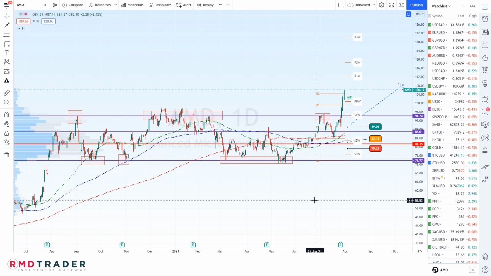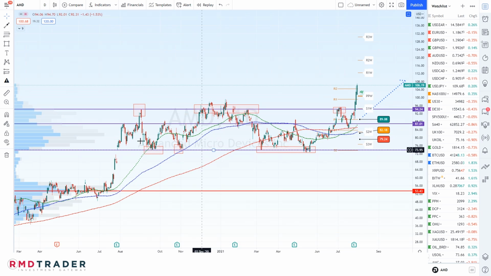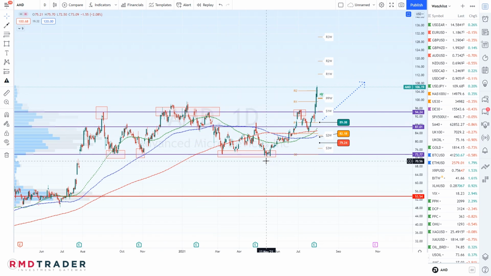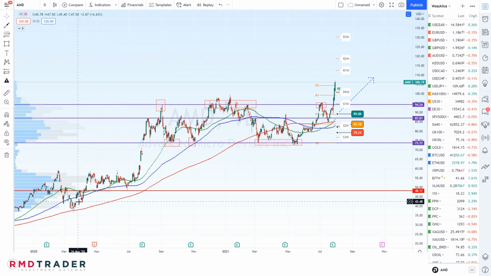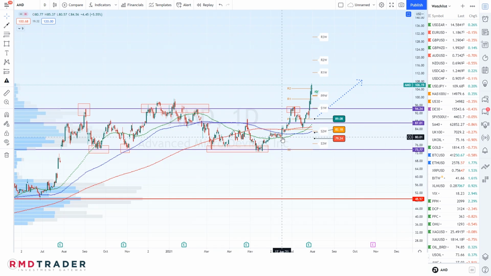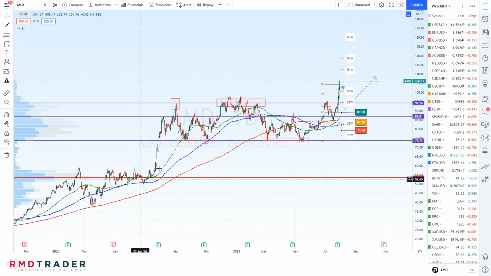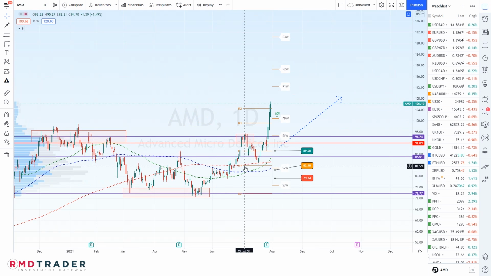Now, typically, what we do expect to happen after a lengthy consolidation like this in a rectangle is we expect a breakout either to the upside or the downside through one of these either upper resistance or support boundaries. But because we know AMD has been trading upwards for quite some time, what we did notice, and I've mentioned this in the technical overview that we post on the website, is how price has previously respected the 200 moving average. That's that red dotted line you can see in the chart.